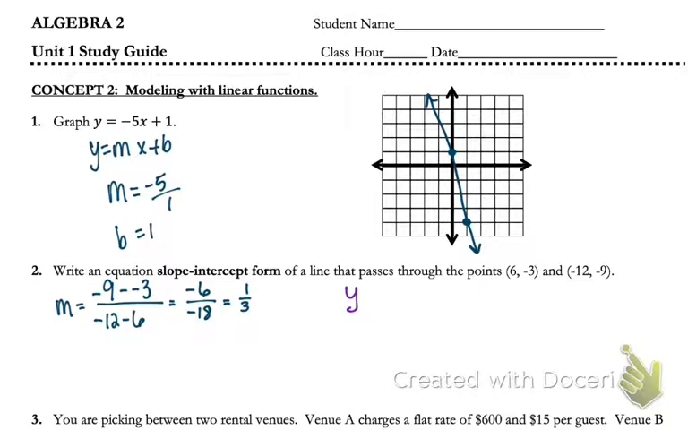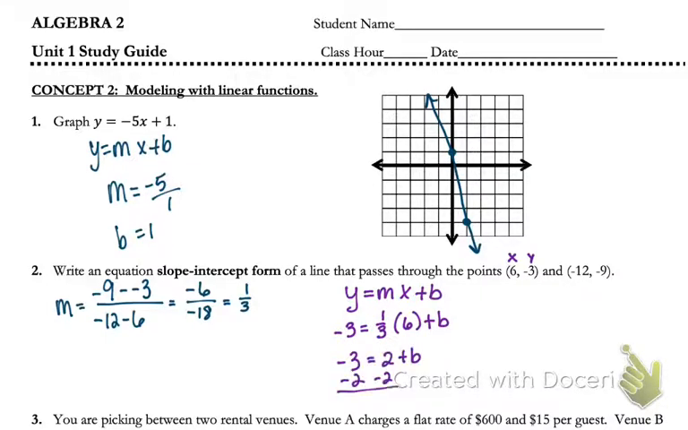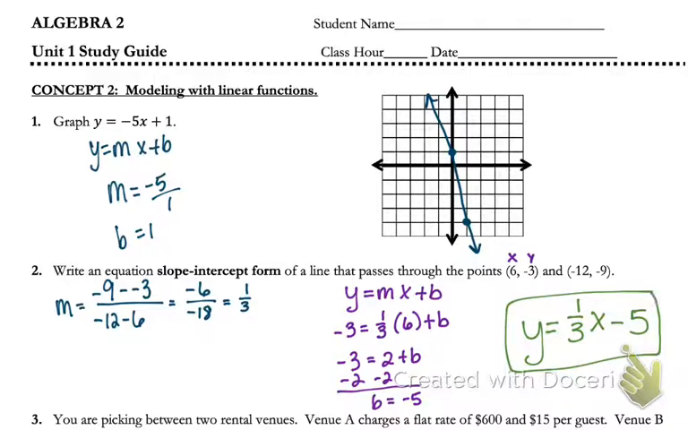Next, we're going to find our b value. So using y equals mx plus b, we're going to plug in an x and a y value, so pick your favorite point, plug those in for x and y, and solve for b. Last, we need to write our final answer as an equation, so we get y equals 1/3 x minus 5.